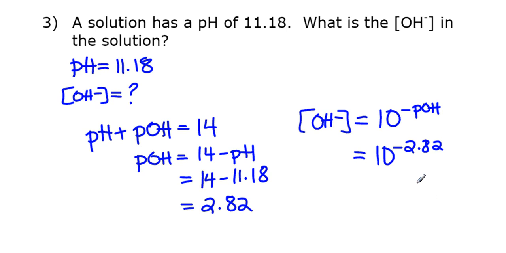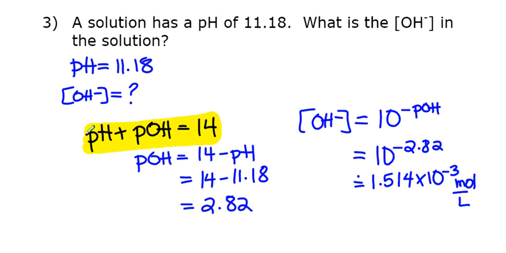And then when I plug that in, I'm going to get approximately 1.514 times 10 to the negative 3, and this is moles per liter. So this is one way that I could calculate. The two formulas that I used are pH plus pOH equal to 14, and my hydroxide ion concentration formula over here.